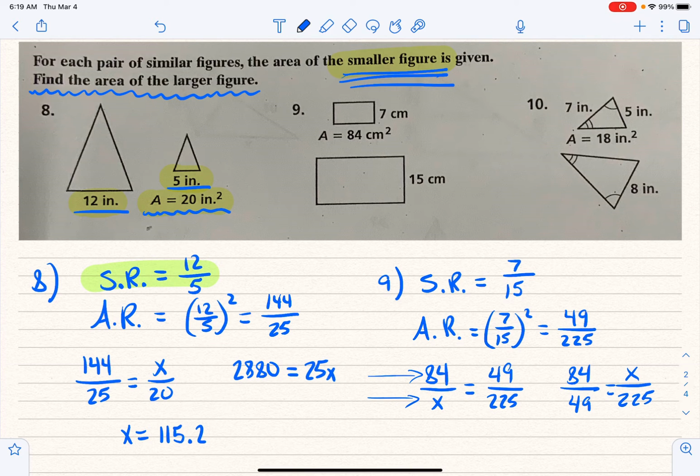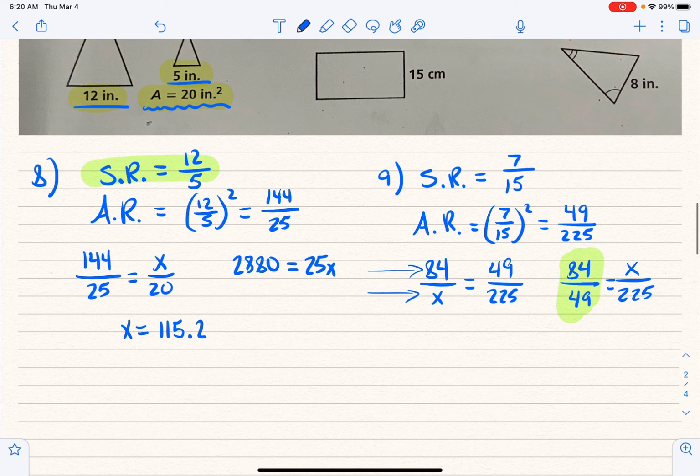The reason why I might want to do that is because both of these numbers are divisible by 7. So it just might make my job a little bit easier. 7 times 12 is 84. 7 times 7 is 49. And now all of a sudden I'm dealing with much smaller values. I mean, 225 is still pretty big, but this is a little bit nicer.